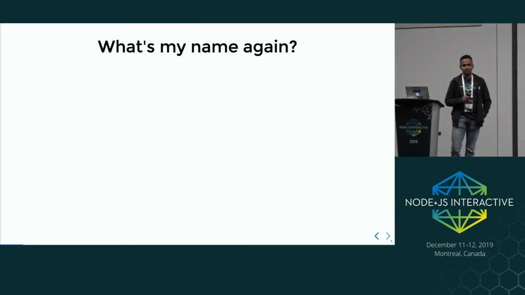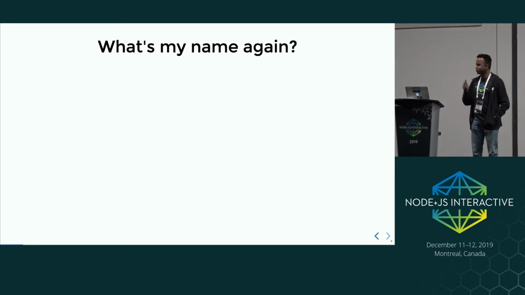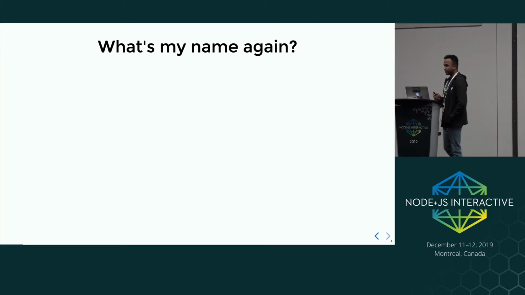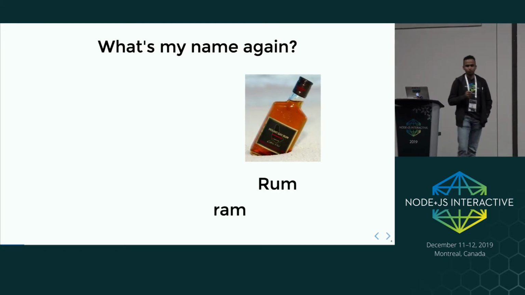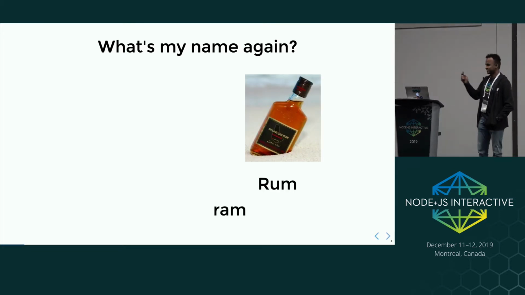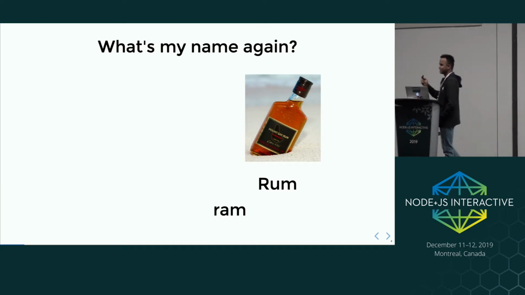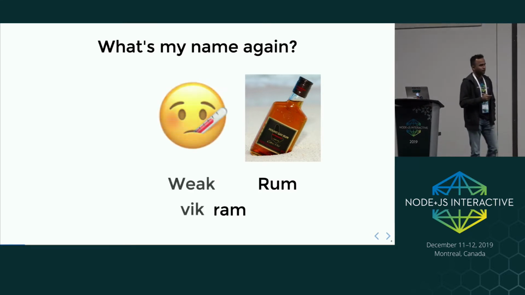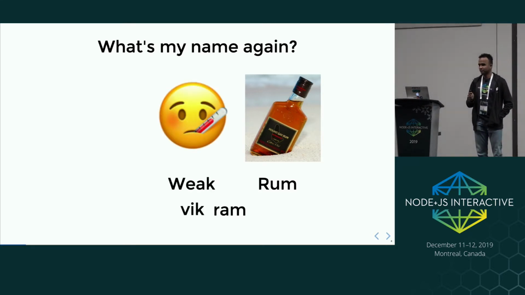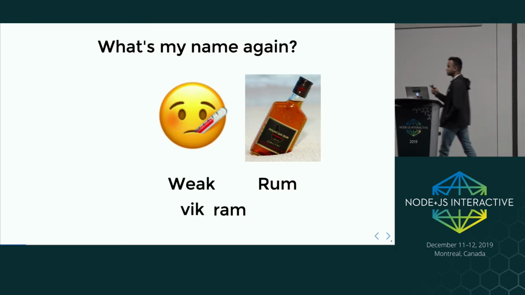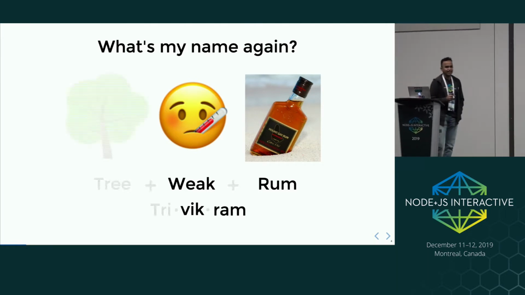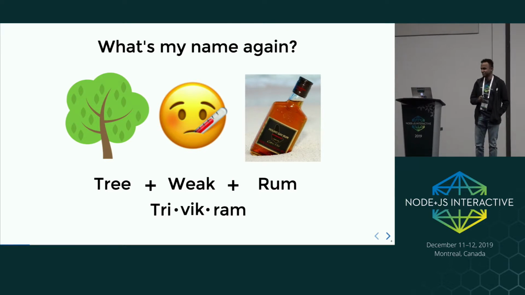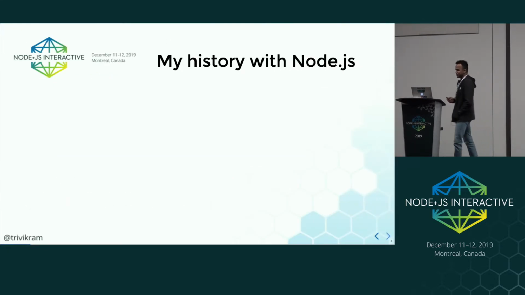And what's my name again? Most of you will have forgotten. So I'll give a clue. Okay. So we are in Canada and it is very cold and you will be knowing this drink. It's called rum. It gives a lot of warmth. So imagine a weak rum, not a strong rum, a weak rum, and add tree in front of it. That's my name.